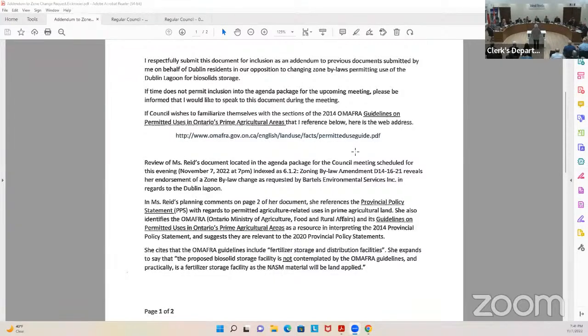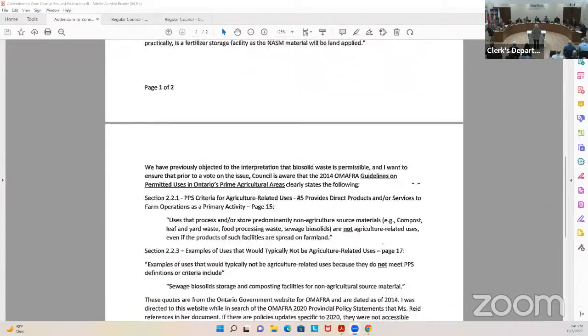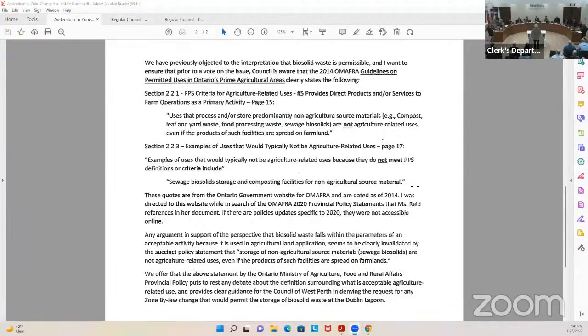Bartel's intended plan for the lagoon meets the threshold for agricultural related use. And it has been said that it is an opinion and that it can be considered so. On page 2 of the document that I submitted, I would like to point out to attendees and to the council that there are specific guidelines by OMAFRA that speak to permitted uses. But our take on that, as written here, is very concrete.